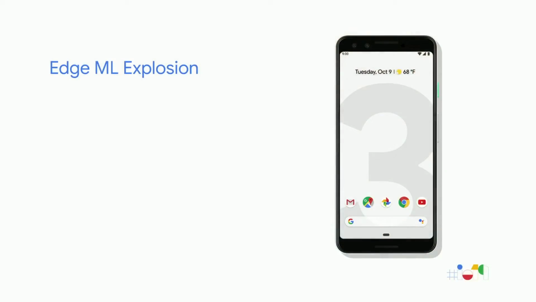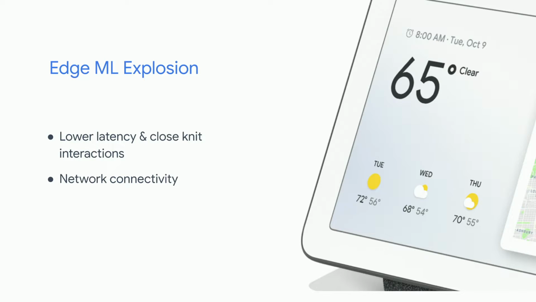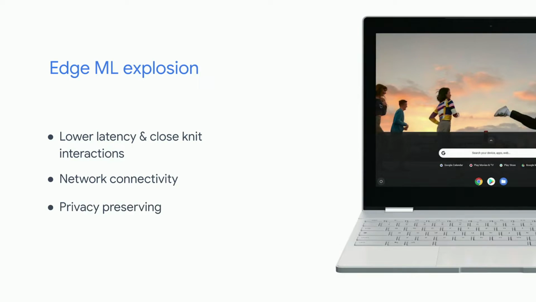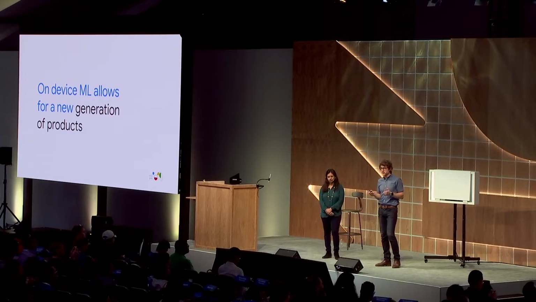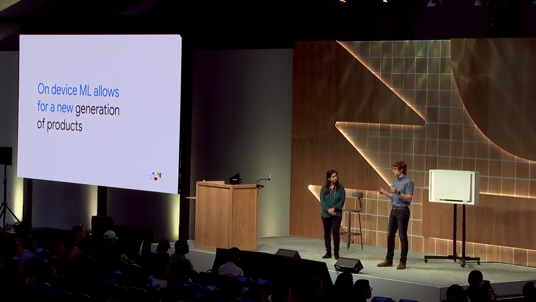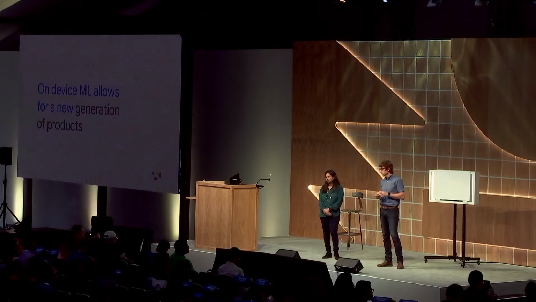There has been a global explosion in edge ML, driven by the need for user experiences that require low latency and closer-knit interactions. Further drivers like poor network connectivity in many geographical regions around the world and user privacy requirements have all fueled the need for ML on device. This has led to a whole revolution of machine learning and product innovation in nearly every single industry vertical. We see it all over the place.